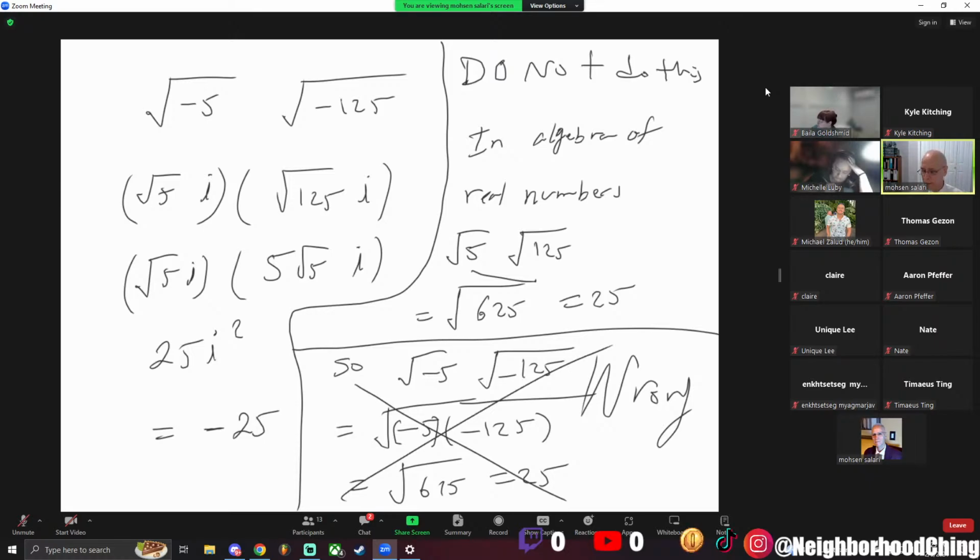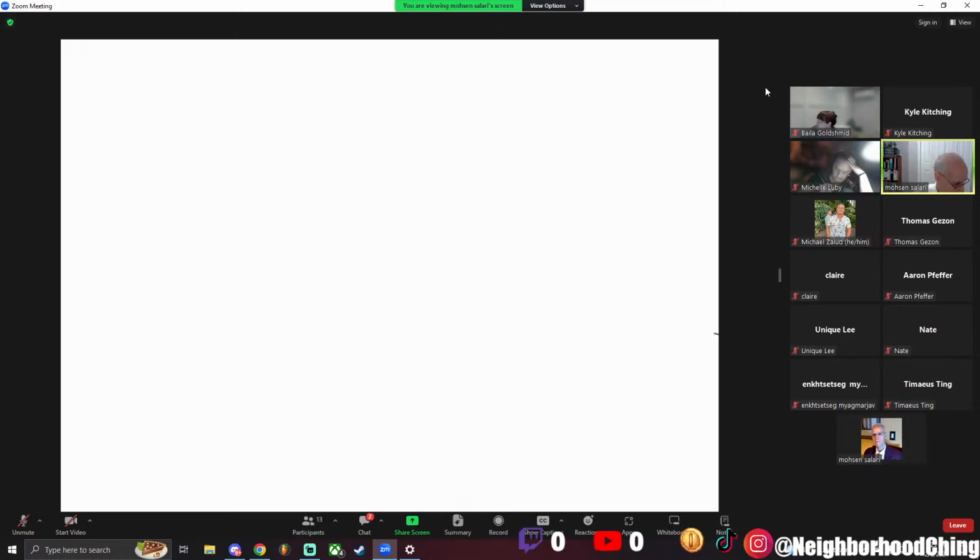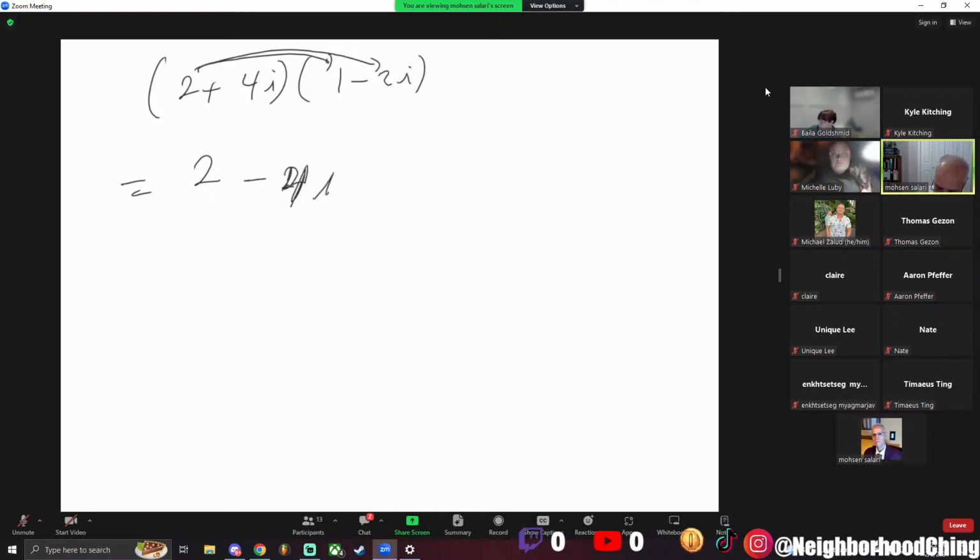What if you have something like this? Let me just make up one. 2 plus 4i times 1 minus 2i. Okay, so now I'm going to FOIL this. 2 times 1 is 2. 2 times negative 2i is negative 4i. Then I get plus 4i, then minus 8i squared.